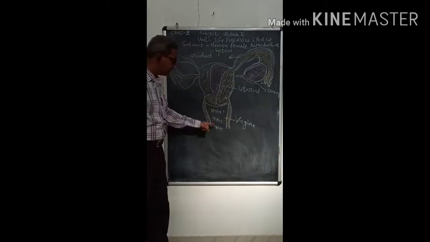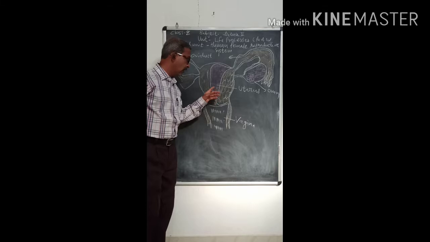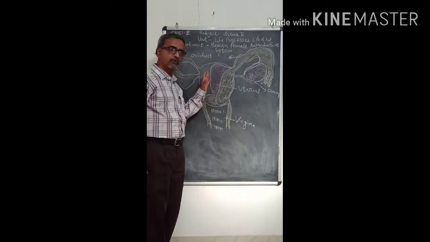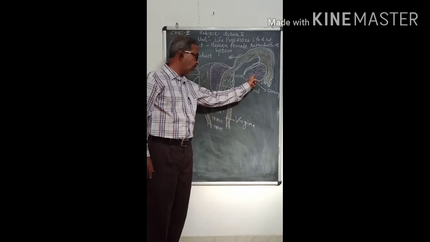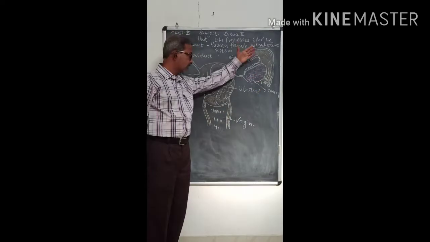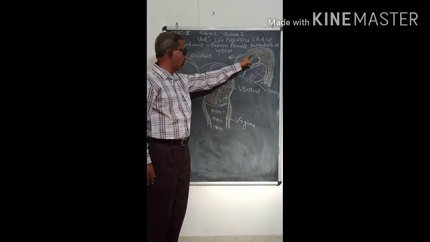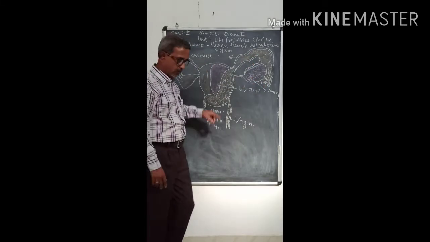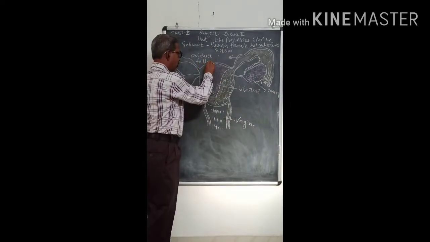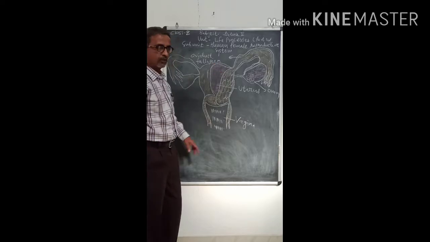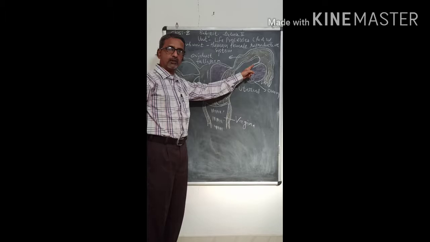A diagram is given here, a complete diagram of this female reproductive system. The main features or the main parts are a pair of ovaries. On both sides there is a pair of ovaries. This part is shown in detail. Then there is a pair of oviducts on both sides. This oviduct is also called fallopian tubes. So there are two names, fallopian tubes or oviducts, a pair of oviducts on both sides.